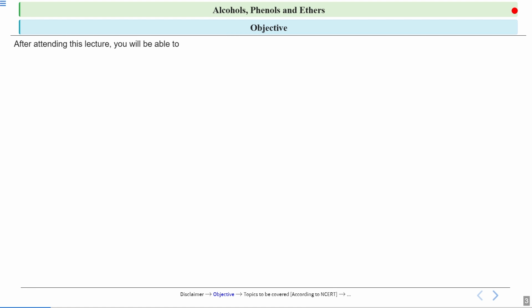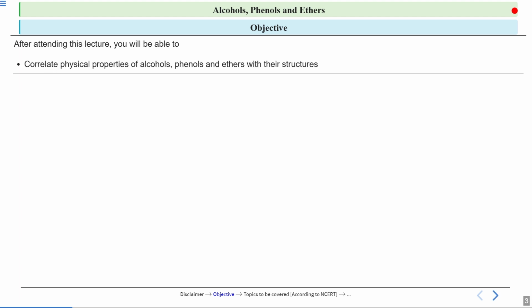Now what is the objective of today's lecture? So after attending this lecture, you'll be able to understand the topic which we are going to cover today. So today we are going to correlate the physical properties of alcohols, phenols and ethers with their structures.